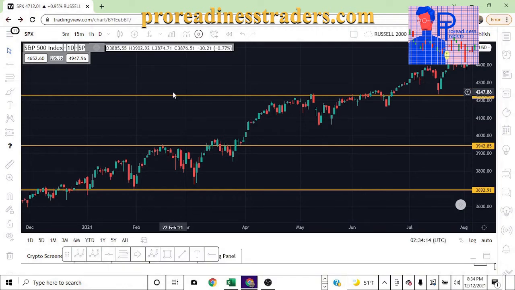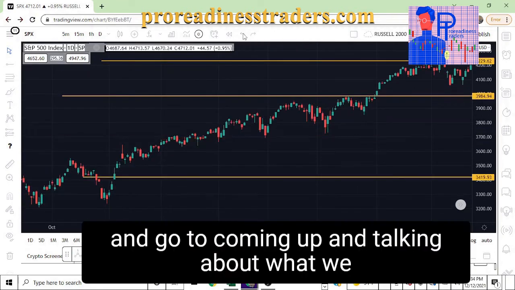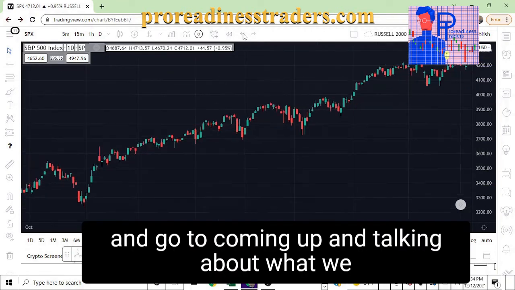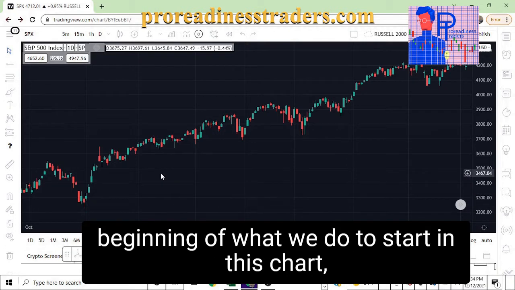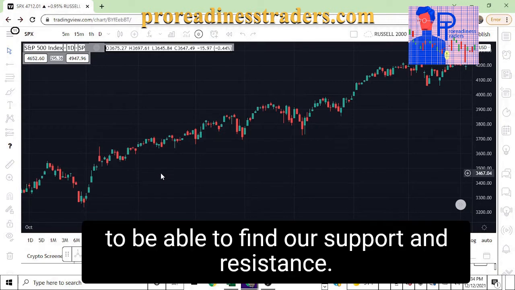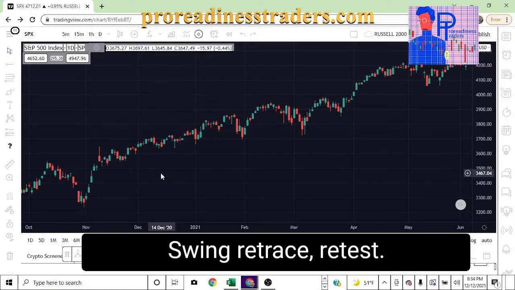I'm going to get rid of these real quick and go to talking about what we want to do to find our support and resistance. The beginning of what we do to start in this chart to be able to find our support and resistance, I want you to remember three words: swing, retrace, retest.